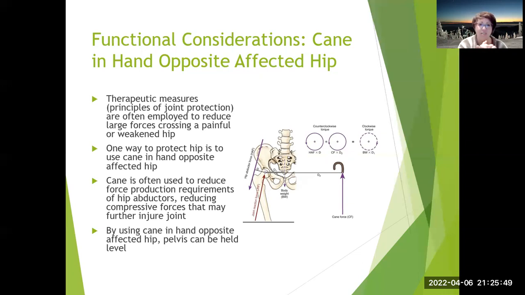Anyway, the whole idea of using a cane in the opposite hand is to reduce the compressive forces on the opposite hip abductors to stabilize the hips. So we'll try it in the lab with some canes and see how it feels.